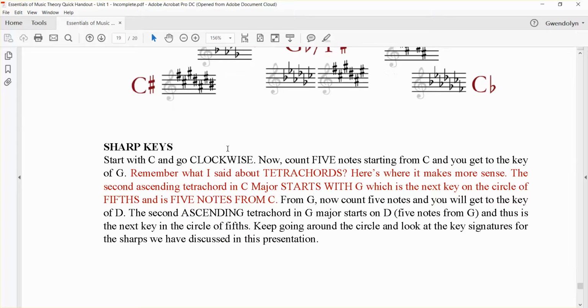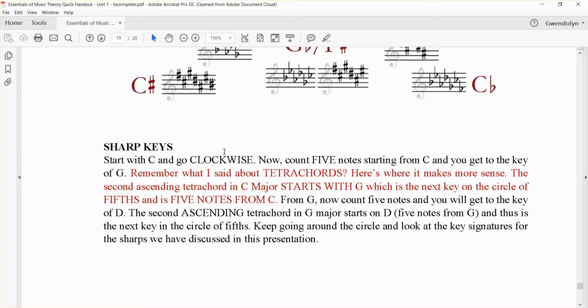Now, there is a way of understanding the placement of the sharps and flats. Again, we're going to start with C major and go clockwise. Now, count 5 notes starting from C, and you get to the key of G. Remember what I said about tetrachords? Well, here's how it makes more sense. The second ascending tetrachord in C major starts with G, which is the next key on the circle of fifths, and is 5 notes from C.